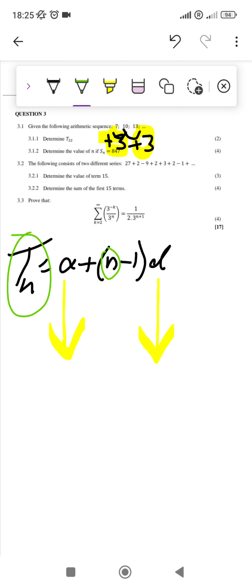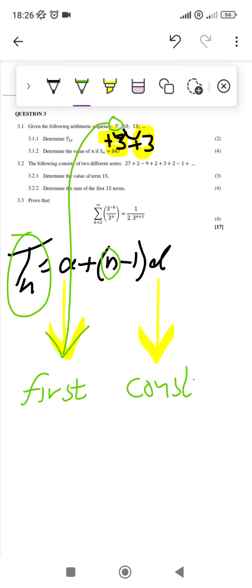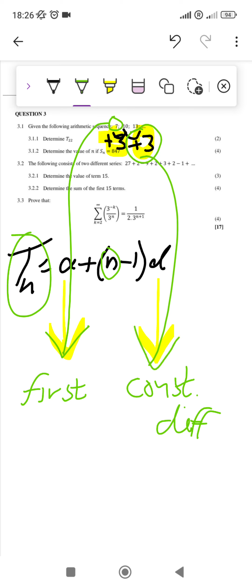So how do we find our unknowns? The A value, obviously that's going to be easy enough. The A value is our first value in our sequence. So for us, that is going to be our 7. That's going to be our A value. And then the D value is the constant difference. Okay, so D for us is our constant difference. And as we've seen, this plus 3 over here that you're adding every time, that is going to be your D value. So easy enough for this question.